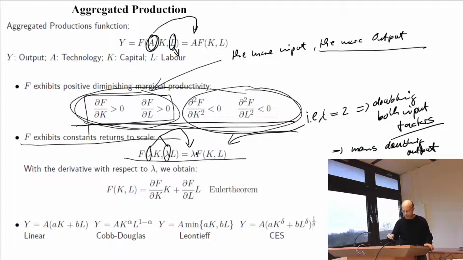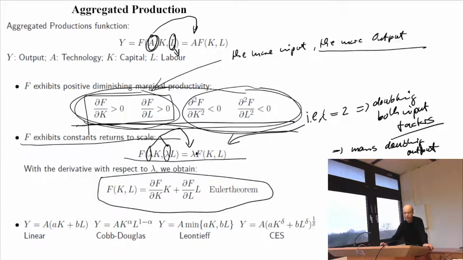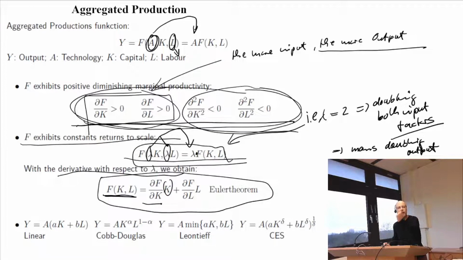Now, this we won't do here, but I have written it down here, the so-called Euler Theorem. From this mathematical condition, maybe you can try it, if you derive this function not with respect to L or K, but with respect to lambda, then you can show that the production function can be rewritten as the marginal product of the factor times the factor itself, summing up all marginal products times the factor itself.